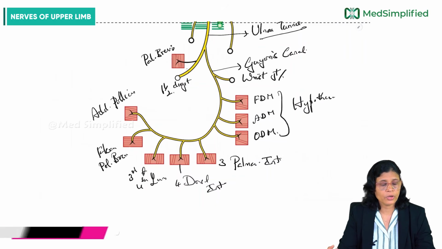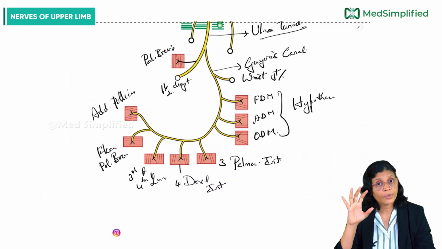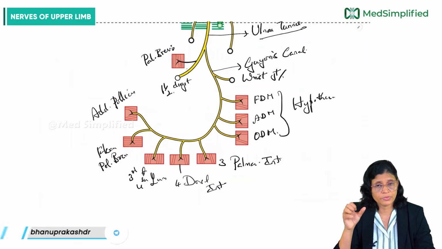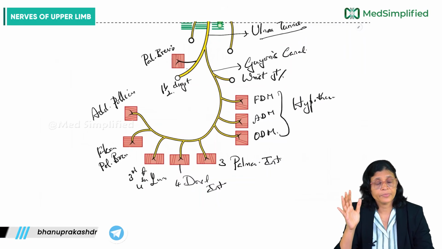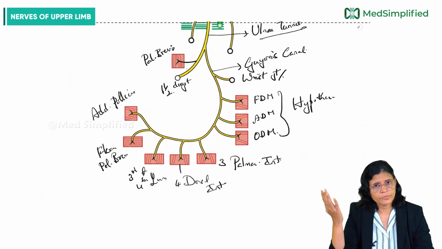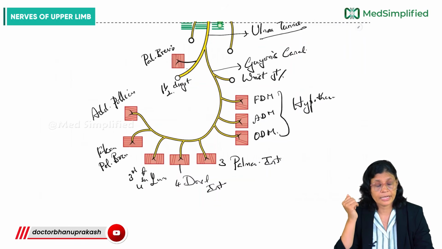So the ulnar nerve, we also call it the musician's nerve, because these intrinsic muscles are very much in action while we play instruments, especially string instruments. Whereas the median nerve is known as the laborer's nerve, because we use the long flexor tendons to do any hard work like holding the plow or digging. We are using the flexors of the forearm, right? That is why the median nerve is called the laborer's nerve.